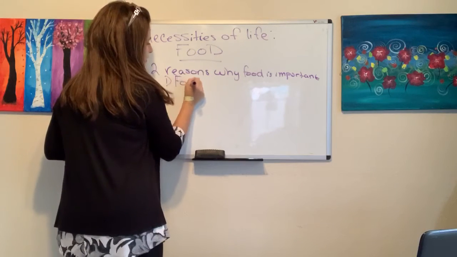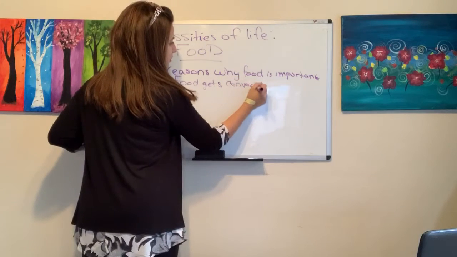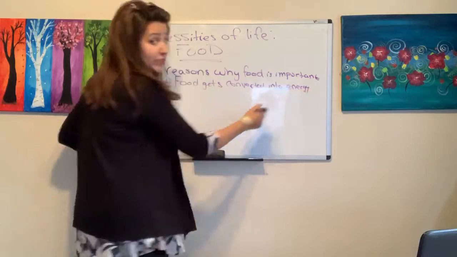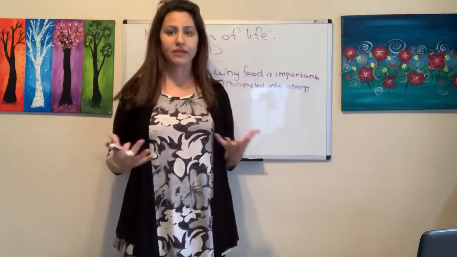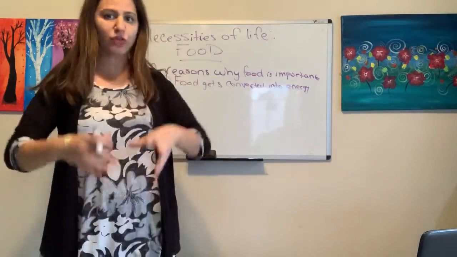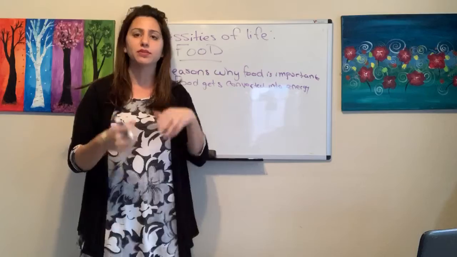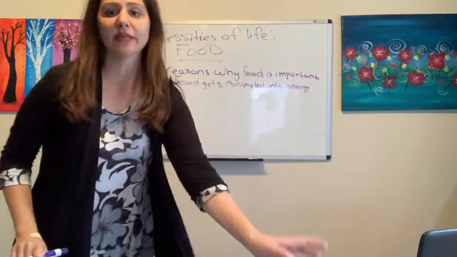One, food gets converted into energy. We've talked about that a lot when we were talking about characteristics of life and living things making and utilizing energy. Very important for cells to be able to function. So we know that food is going to be converted into energy.